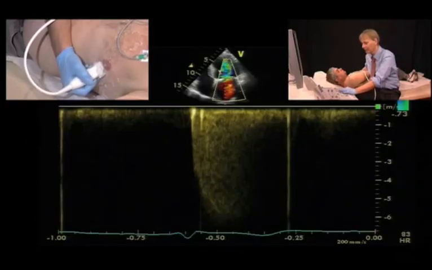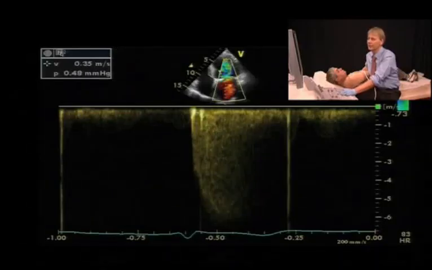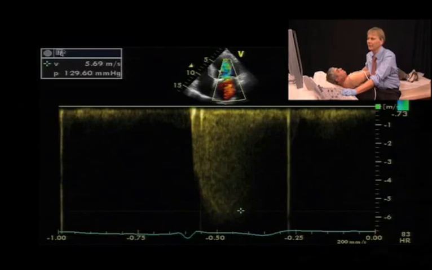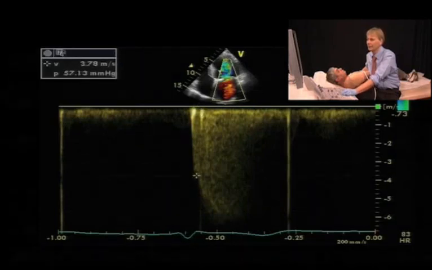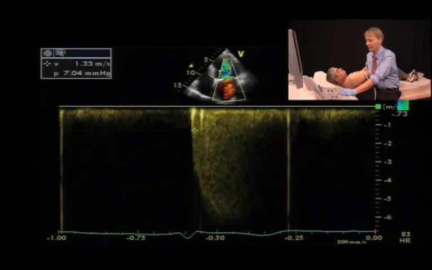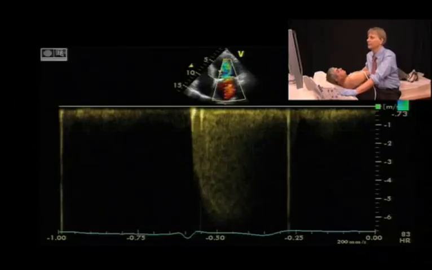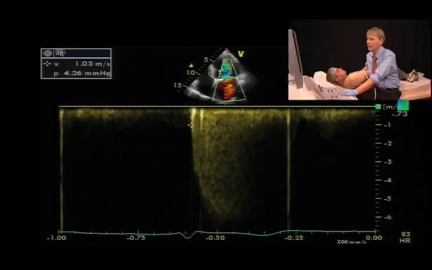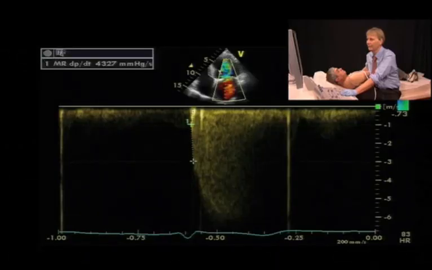What is nice about the signal is that we have a good discrimination here, especially of the beginning of the curve. This here is not so nice, but this does not really affect our measurement. So this is what you need to get: the early systolic phase of the regurgitant jet. And then we would measure the velocity between 1 and 3 meters. And this would then give us the DPDT, which is very high, 4,327. So the patient has hypercontractile function. He's probably very anxious at the moment.